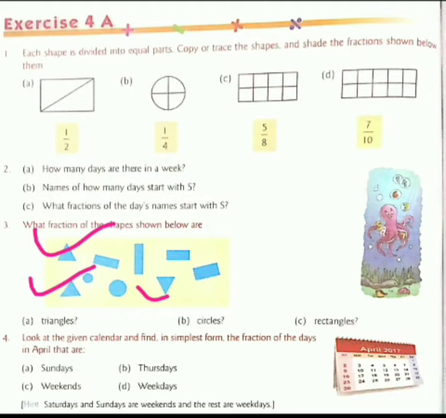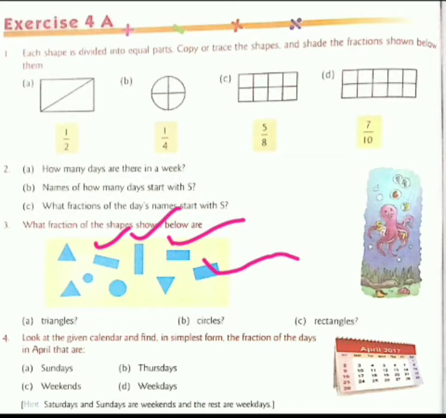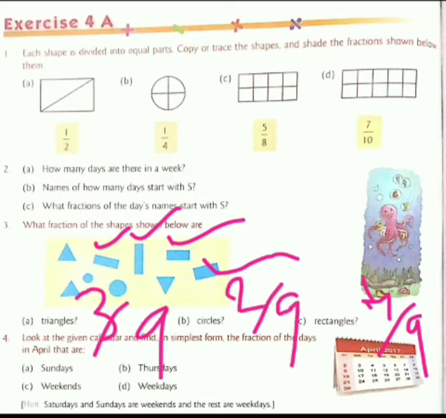Out of 9 figures, 3 are triangles, and circles, out of 9, 2 figures are circles, 1 and 2. So it will be 2 by 9. And rectangles, how many rectangles are there? Just see, 1, 2, 3 and 4. There are 4 rectangles. That means it will be 4 by 9. It is 2 by 9 and it is 3 by 9. Okay?